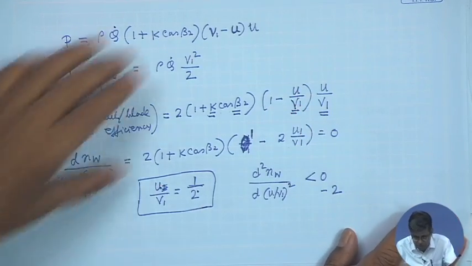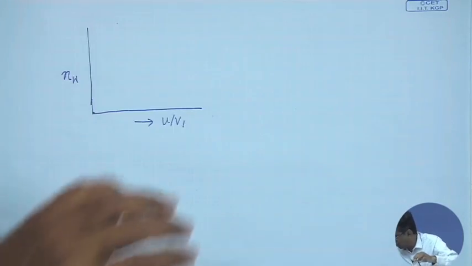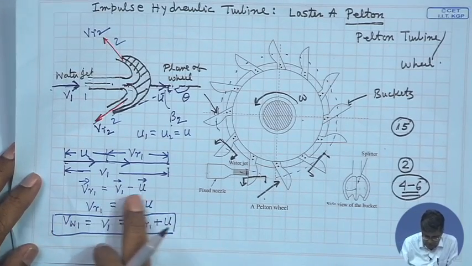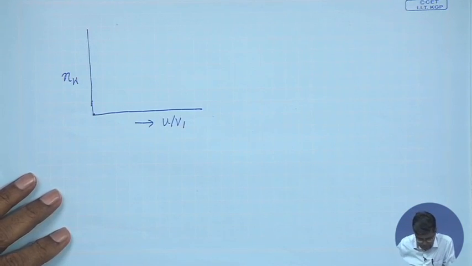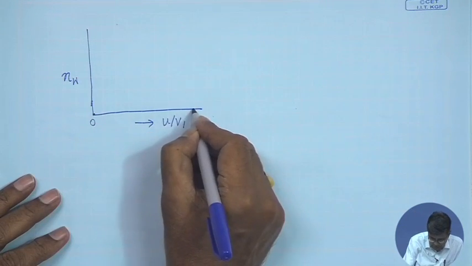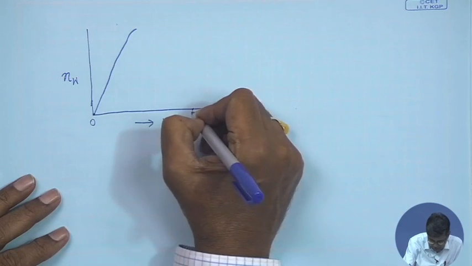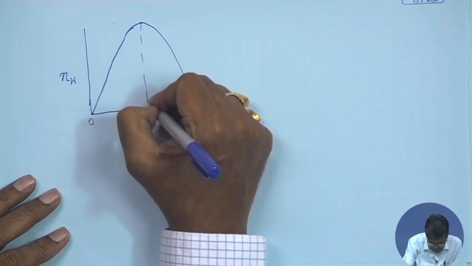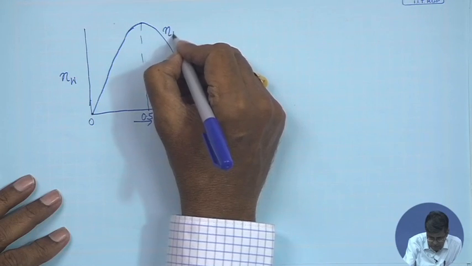When u by V1 is 1, u is equal to V1, VR1 is 0. That means no flow will come to the Pelton turbine. When V1 equals u, then VR1 equals 0. So, therefore, at these two conditions this will be 0 and the graph will have a maximum at this 0.5. This is eta w, the wheel efficiency.